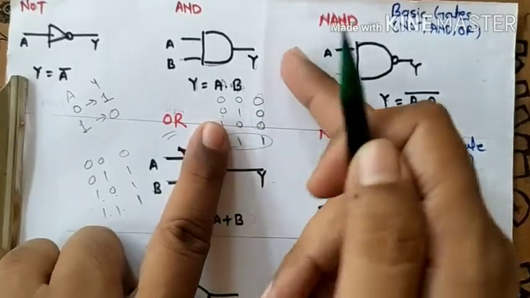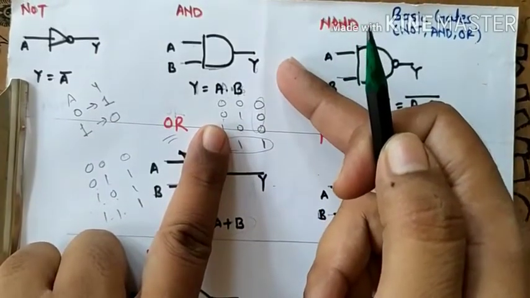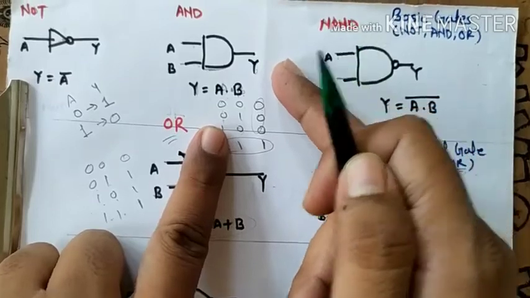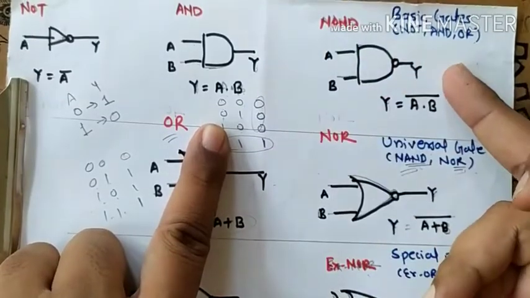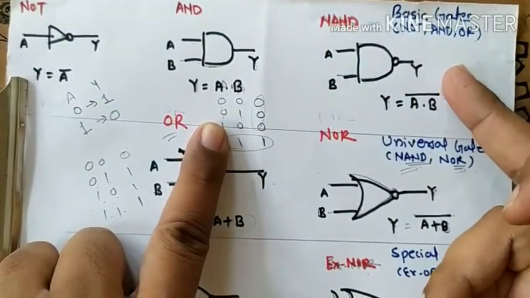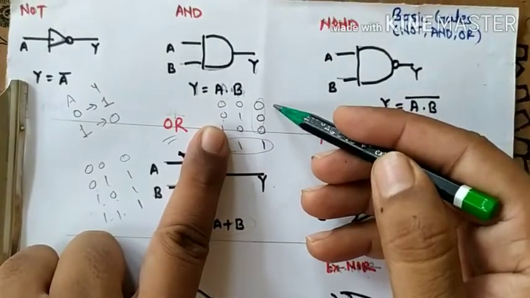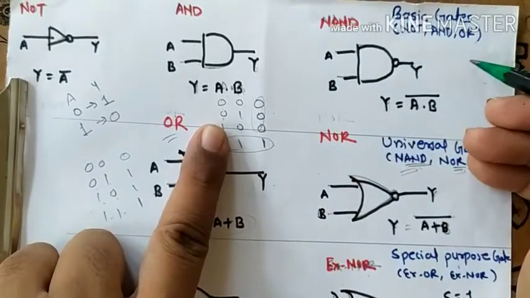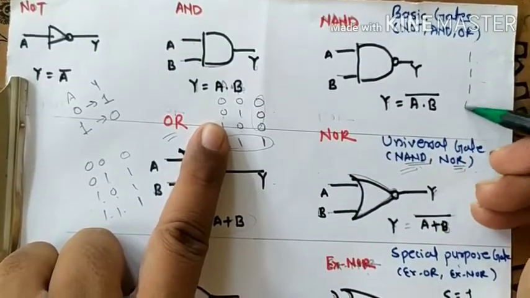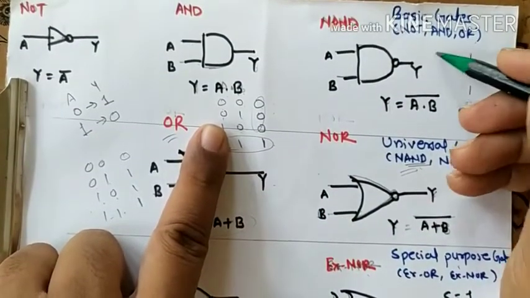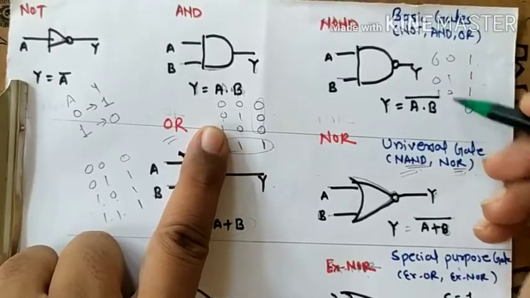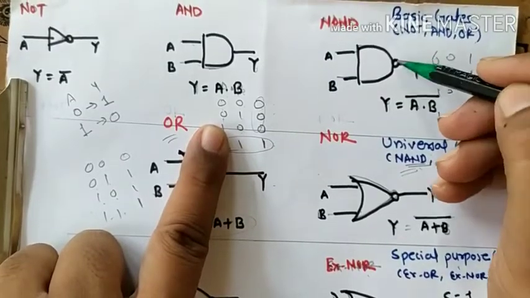The same way, whatever output comes from A into B input, the output of the NAND gate is its inverse. See here, the output is 0, 0, 0, 1. So here the output will be 1, 1, 1, 0. For 0, 0, 0, 1, 1, 0 and 1, 1, we are just putting here this bar.